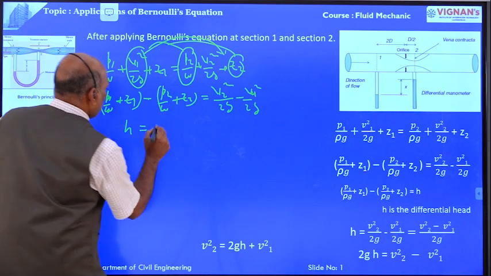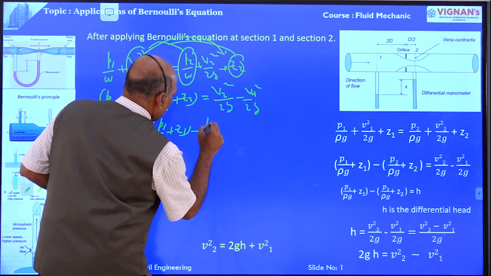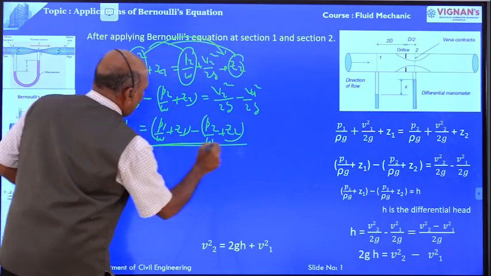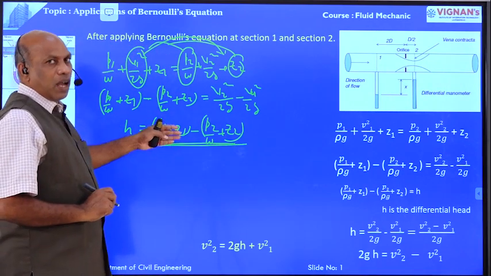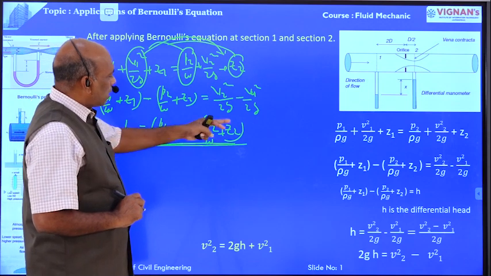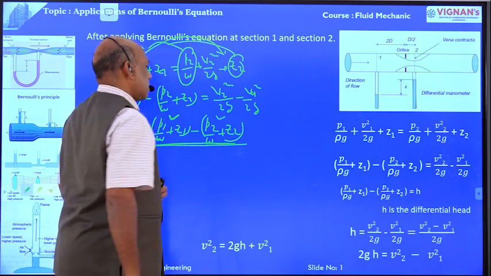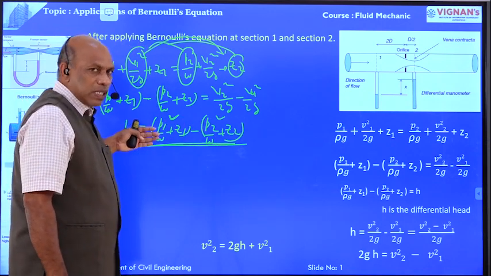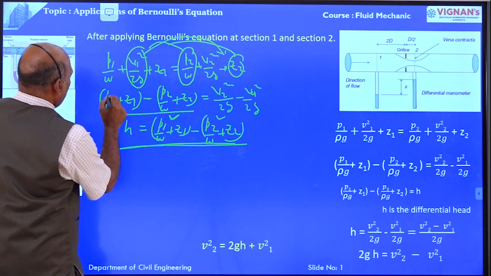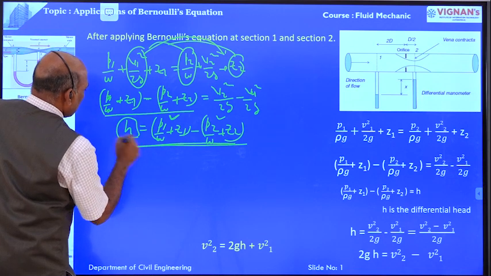The pressure difference between section 1 and section 2, H, is equal to P1 by W plus Z1 minus P2 by W plus Z2. This is the equation I have already explained in the last class. That is the pressure head plus datum head at section 1 minus pressure head plus datum head at section 2. That is the pressure difference between section 1 and section 2. Therefore, in place of P1 by W plus Z1 minus P2 by W plus Z2, we are going to take H.